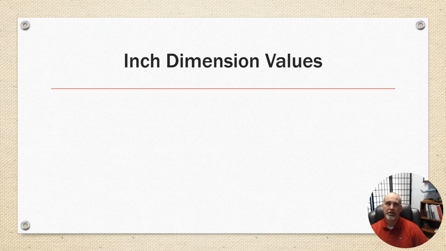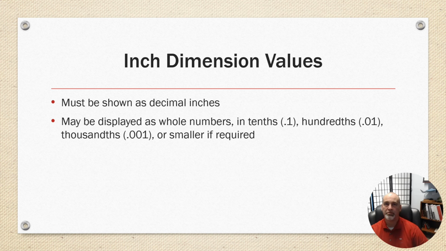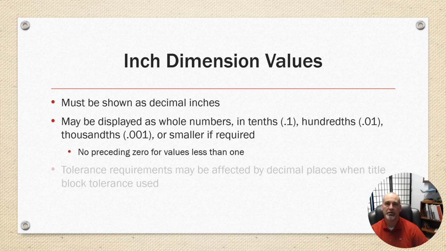Okay, inch dimension values must be shown as decimal inches, and may be displayed as whole numbers in tenths, like 0.1, hundredths, 0.01, and thousandths, 0.001, or smaller if required. No preceding zero for values less than 1. And the tolerance requirements may be affected by decimal places when the title block tolerance is used.